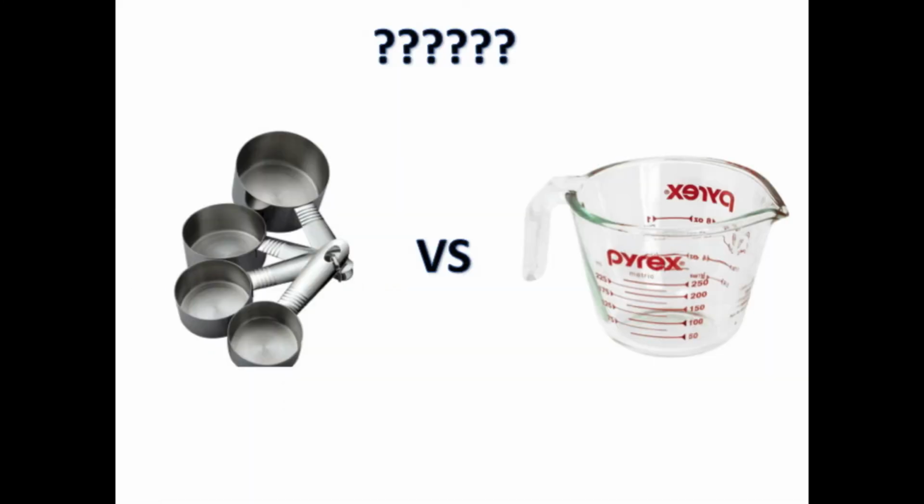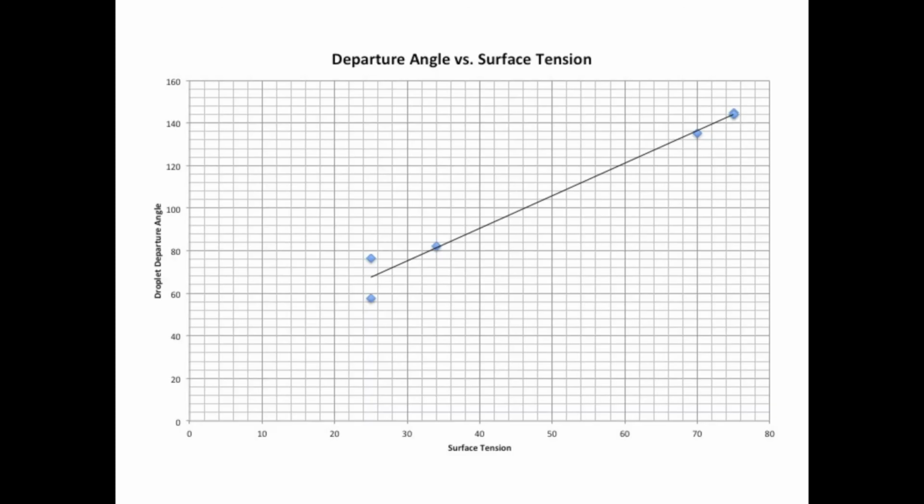So back to the initial question. Is it really necessary to use special liquid cup measurers when cooking? Yes! By quantifying the amount of beading on the top of the container for each liquid, we can see that the volume of each droplet is directly correlated to the surface tension of the liquid.